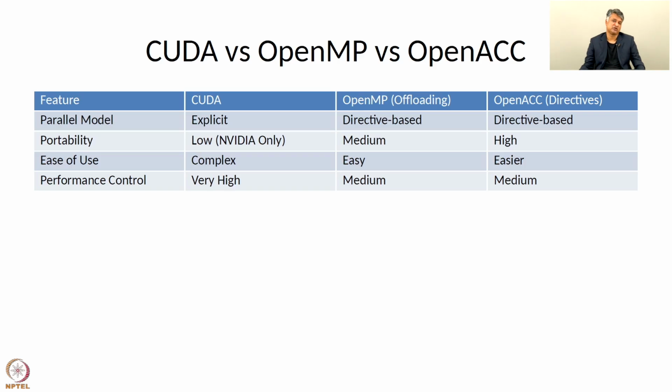Finally, the performance control. CUDA, because you're writing a lot of low-level code, you have extremely high control over the performance. You can write extremely efficient code with CUDA. With OpenMP and OpenACC, the performance gain is sort of medium because you're not having that much explicit control over what is going on to the device and further optimization on the devices. So if you have a code and if you want to put in more effort and extract the maximum possible efficiency, and you're very sure that you're going to run only on NVIDIA hardware, then it is probably better to go with CUDA.